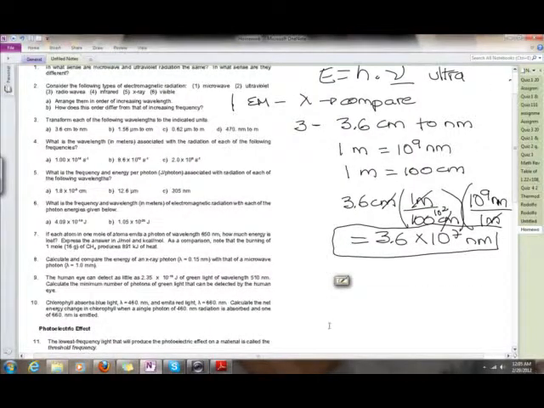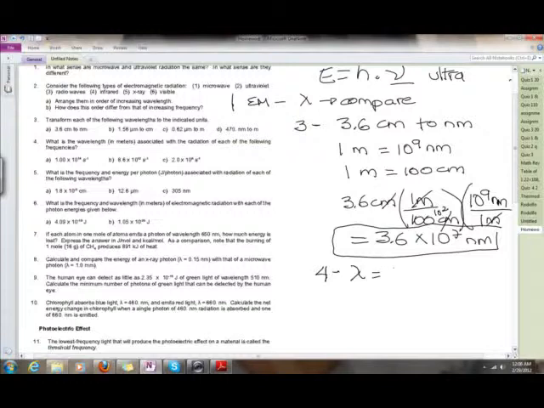Okay, now we started with problem number 4. On problem number 4, what is the wavelength in meter associated with the radiation of each of the following frequency? Let's do it for one. They're all identical. The only thing that is different is the calculation, and I would recommend you to practice, but at least understand how to do one of each letter.